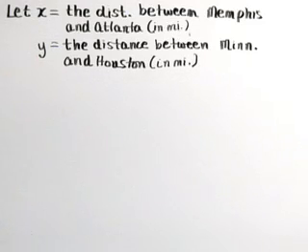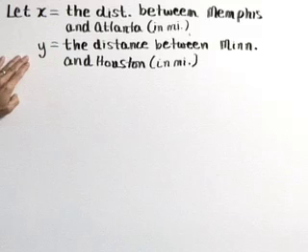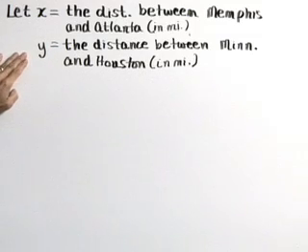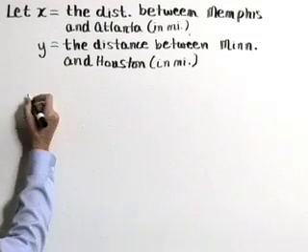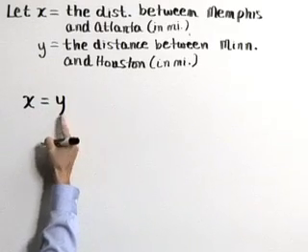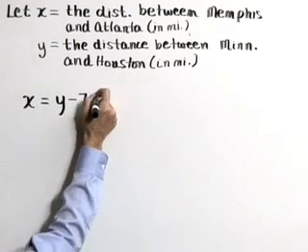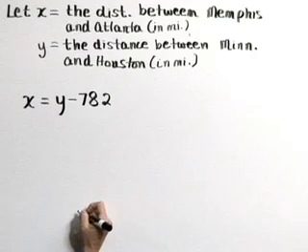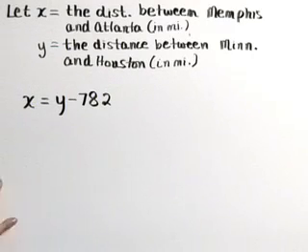We're given that the distance between Memphis and Atlanta is 782 miles less than y, the distance between Minneapolis and Houston. So we can write the equation that x is equal to y, the larger distance, minus 782. That's one equation. We're also told that the total of these two distances is 1,570 miles.